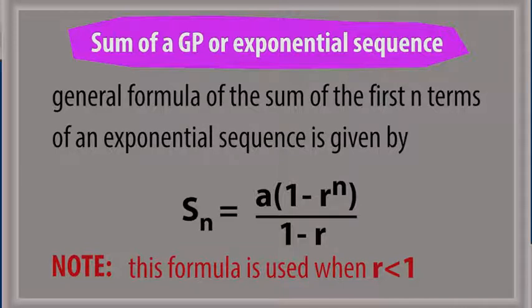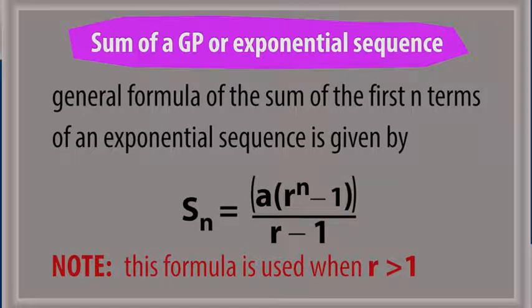On the other hand, if R, that is the common ratio, is greater than 1, then the sum of the first n terms is given by Sn is equal to A multiplying R raised to the power n minus 1, all divided by R minus 1. There is a lot of formula to think about, but it's not difficult at all. Remember, we still have to find the first term, the common ratio, and most often these things are given in the question. Let's look at this example.